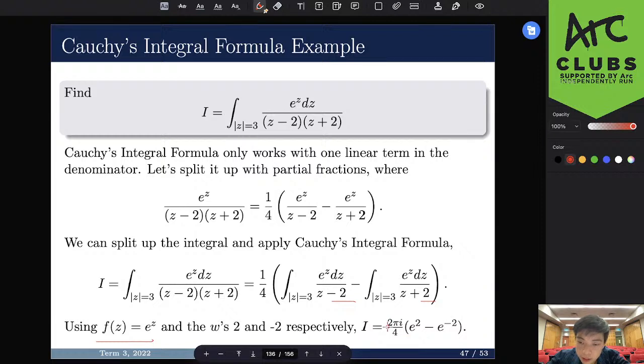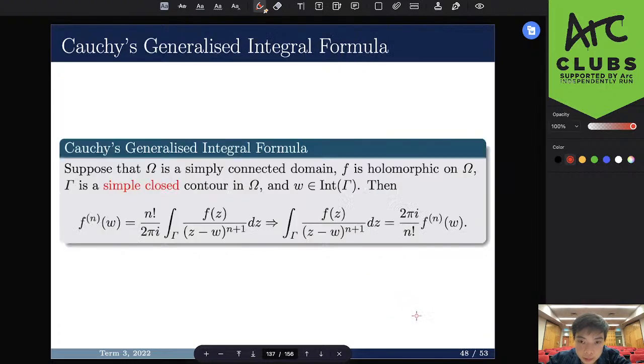So then we have our 2 pi i, and then we have the quarter here from our partial fractions. Then we have a 2, which is subbed in here, and a minus 2, which is subbed in here. And of course, the minus sign here also carries over. So yep, a pretty standard use of Cauchy's integral formula.